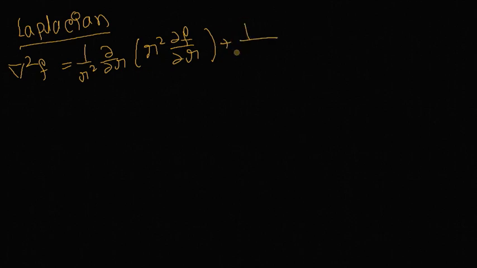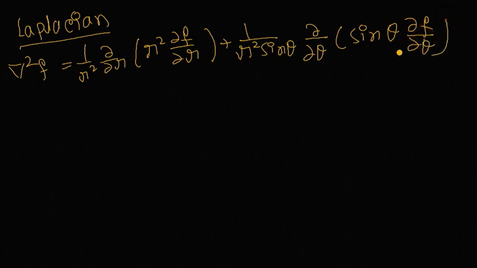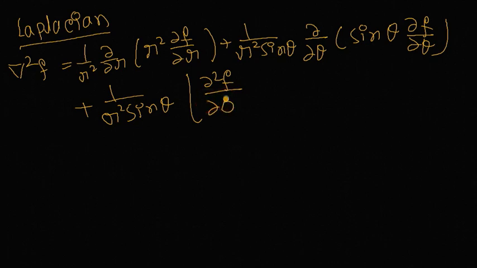Now, if we write the Laplacian in spherical polar coordinate, the value will be del square f equal to 1 by r square del by del r of r square del f by del r, plus 1 by r square sin theta del by del theta of sin theta del f by del theta, plus 1 by r square sin square theta del 2 f by del phi square.